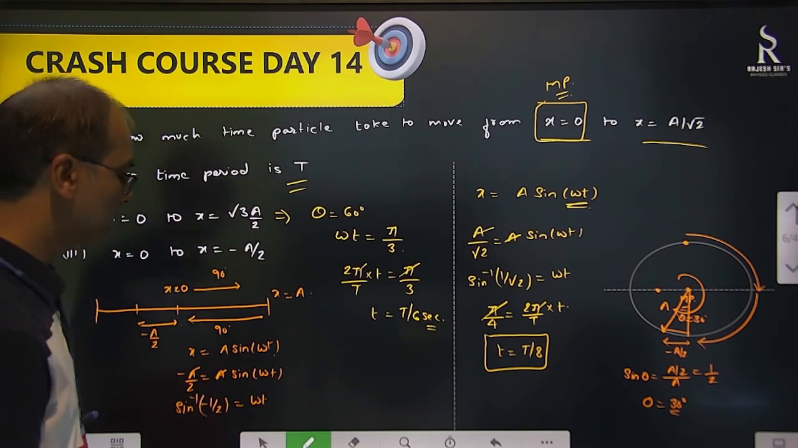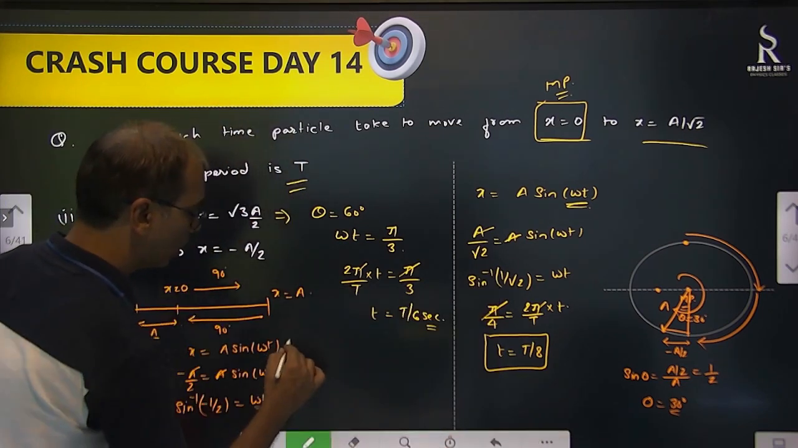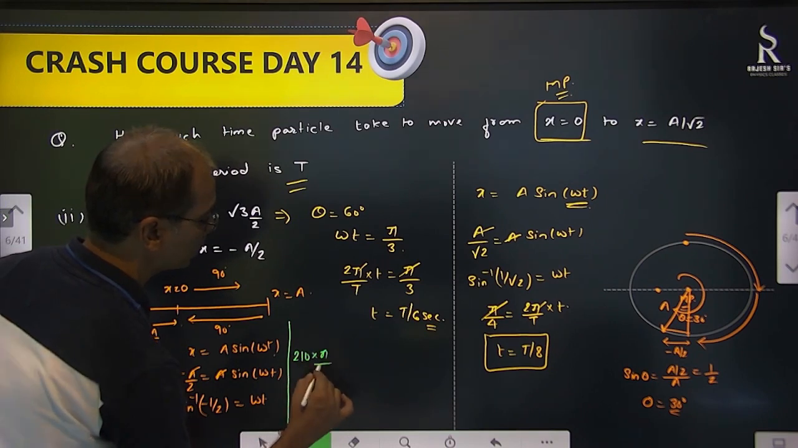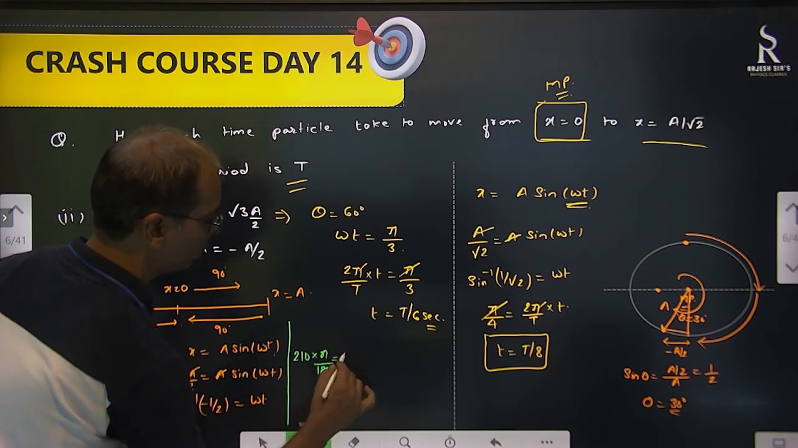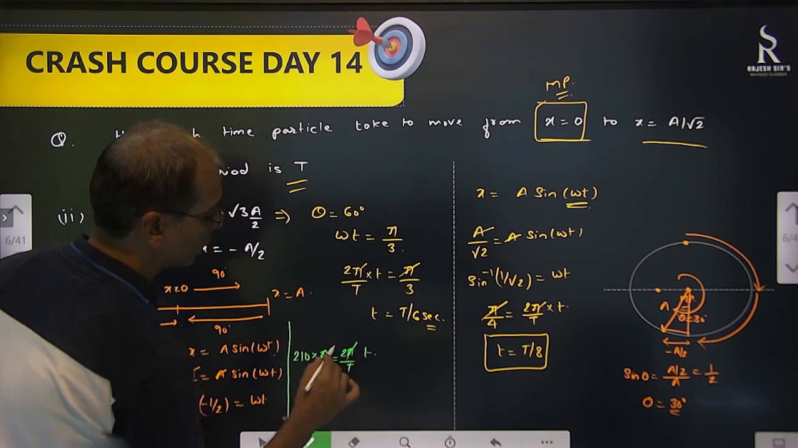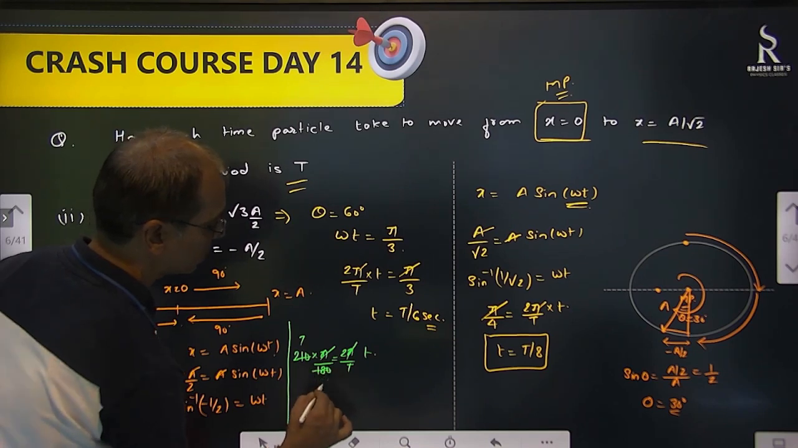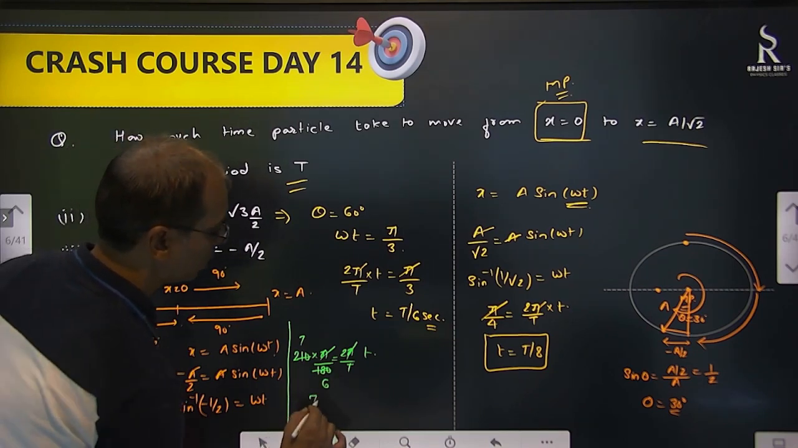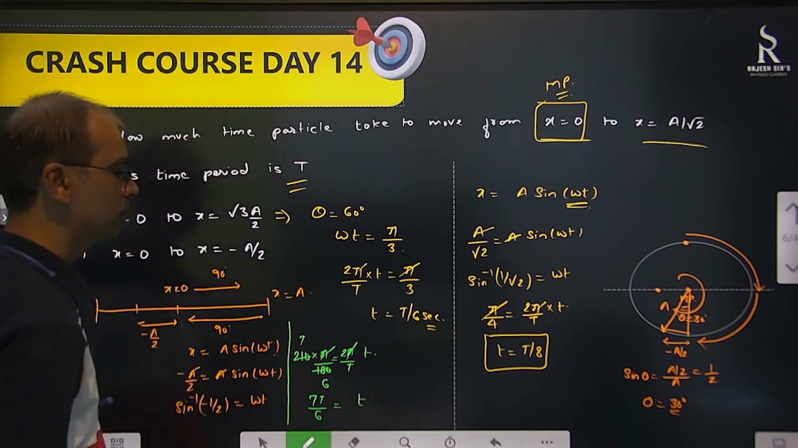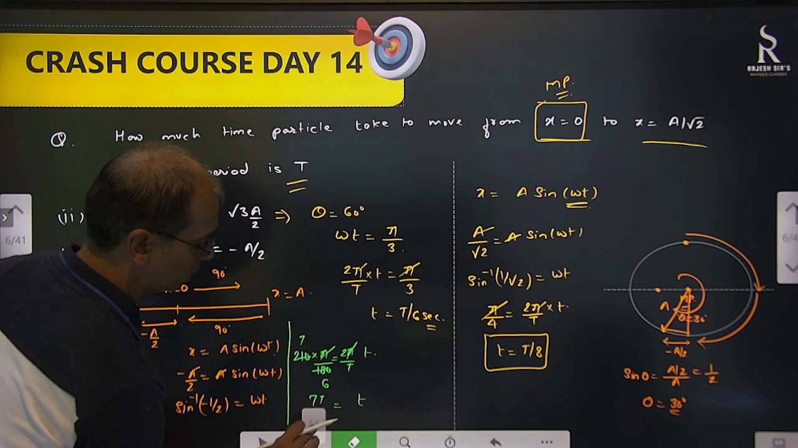So this is 210 degrees, sine inverse minus half. Okay, now put it. So 210 into pi by 180, because we have to write in radians, equal to 2 pi by T into t. Pi and pi gets cancelled. Okay, this is 7 and this is 6. So our answer is 7T by 6 equal to t. No, 2 is also there. So 12. 7T by 12.